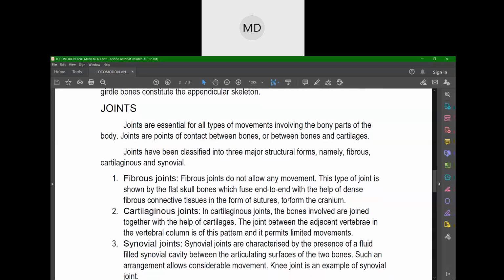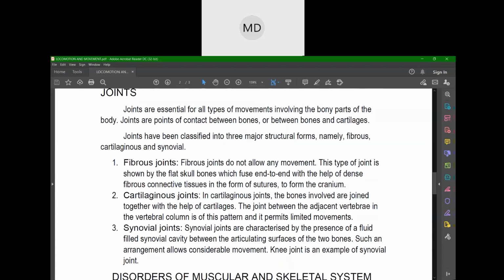Yes, you can see here these joints are fused to one another to form the cranium. Cranium means the cranial bones. Cranium means the head region, right? Okay, now comes the cartilaginous joints. These cartilaginous joints allow a little bit of movement. Okay, they allow limited movements.